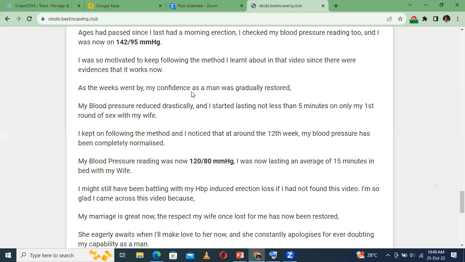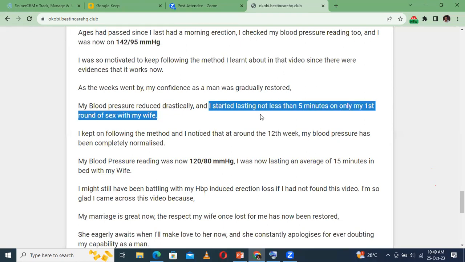Okay. As the week went by, my confidence as a man was gradually restored. My blood pressure reduced drastically, and I started lasting nothing less than 5 minutes on only my first round of sex with my wife. Who knows why I added this? Why did I just say 5 minutes?